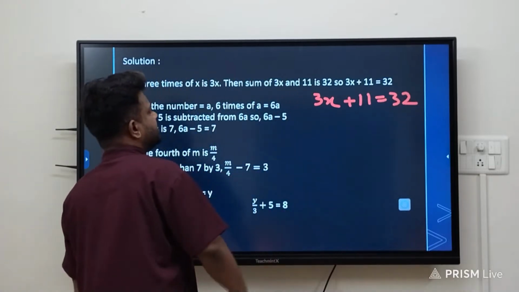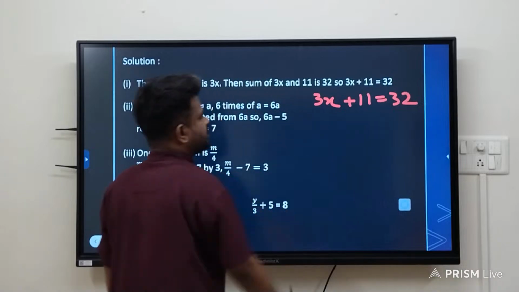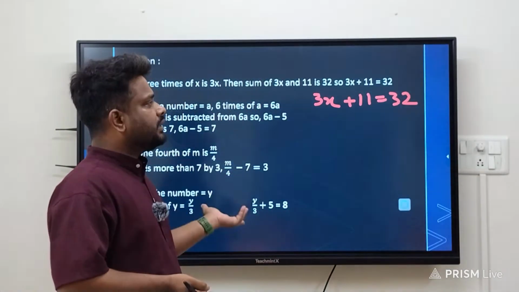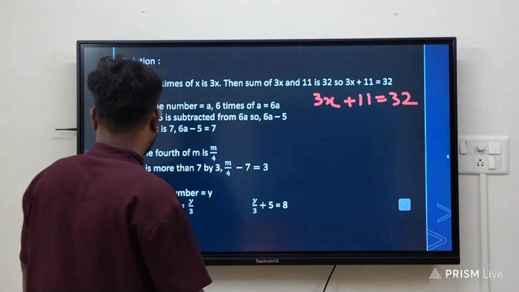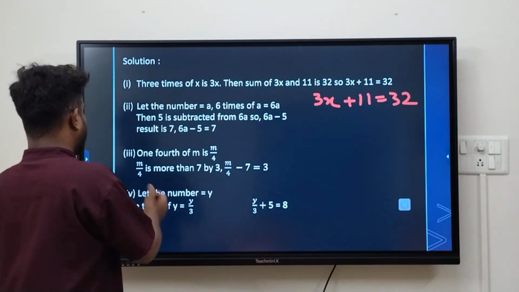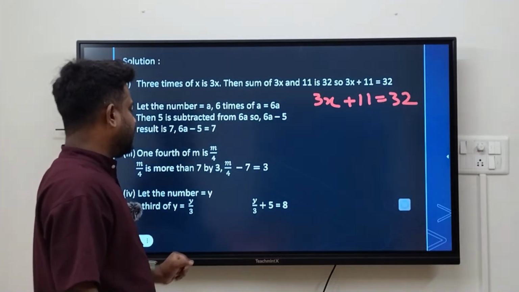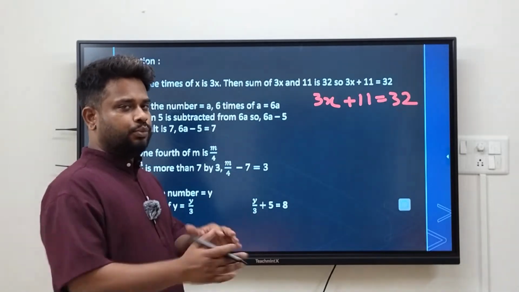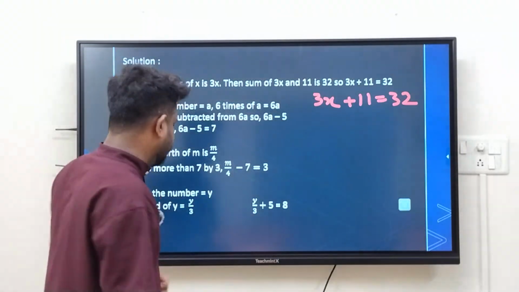If you solve this, 11 will go to the opposite side and get subtracted. Then we can divide the answer by 3. In the last one, if the number is y, one third of y will be 1/3 y, and then we can add 5 to it to make it 8 and put an equal sign in between them.